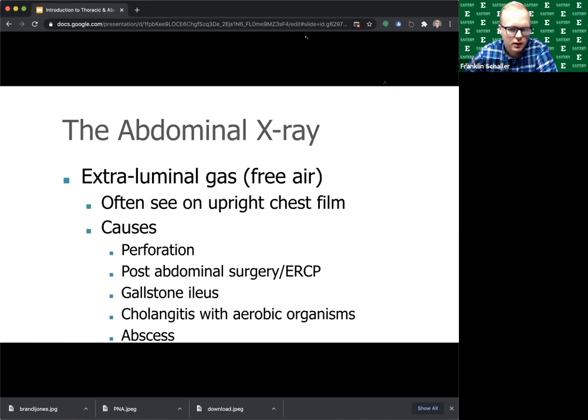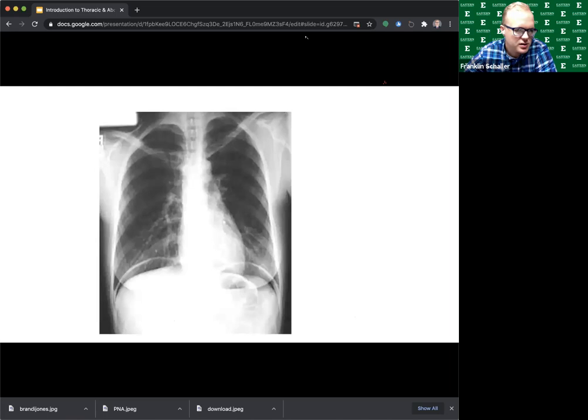So that extraluminal gas or that free air, like we talked about earlier, some causes: perforation, post-abdominal surgery, maybe they have gallstone ileus, abscess, complicated diverticulitis that's getting even more complicated, those types of things. So this image here, if we are thinking about free air, are you guys seeing it at all on this image? And if so, where do you see it? You can type it in the chat if you like. Or maybe you look at this and say, it looks good to me.